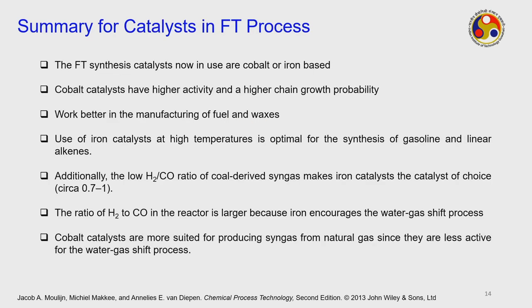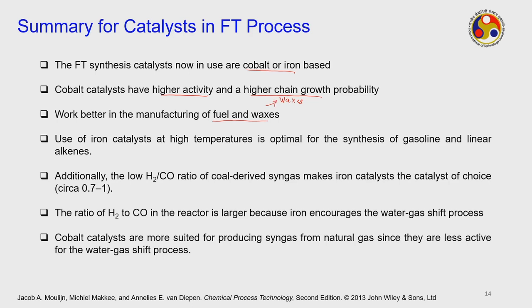So, what is the summary for the different catalysts in the Fischer-Tropsch process? The Fischer-Tropsch synthesis catalysts which are now used are either cobalt or iron based. So, whatever plants we have right now are either based on cobalt or iron. Cobalt catalysts have higher activity and higher chain growth probability. So, as I told you, cobalt catalyst will have a higher chain growth, so the probability of formation of waxes is higher, okay, because it has higher activity. So, after the waxes are formed, you need to do hydrocracking and break them into small molecules. So, obviously it works better in the manufacture of fuel and waxes, like I have written here, okay.